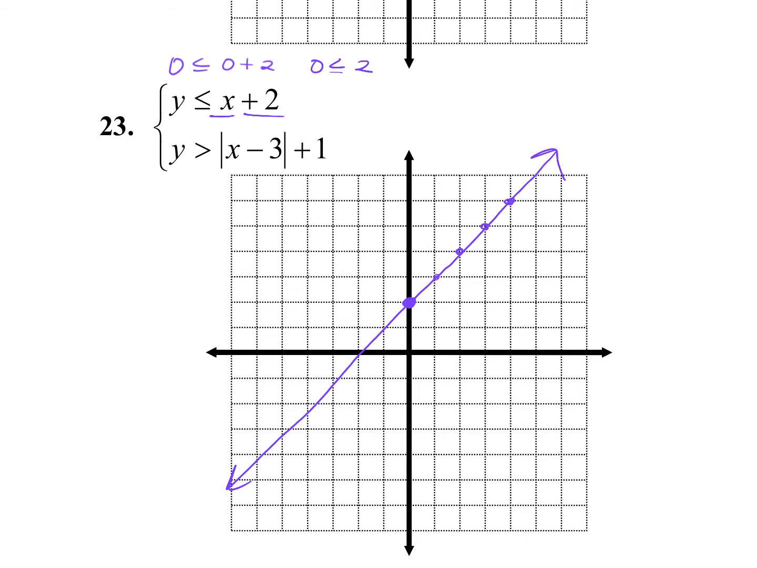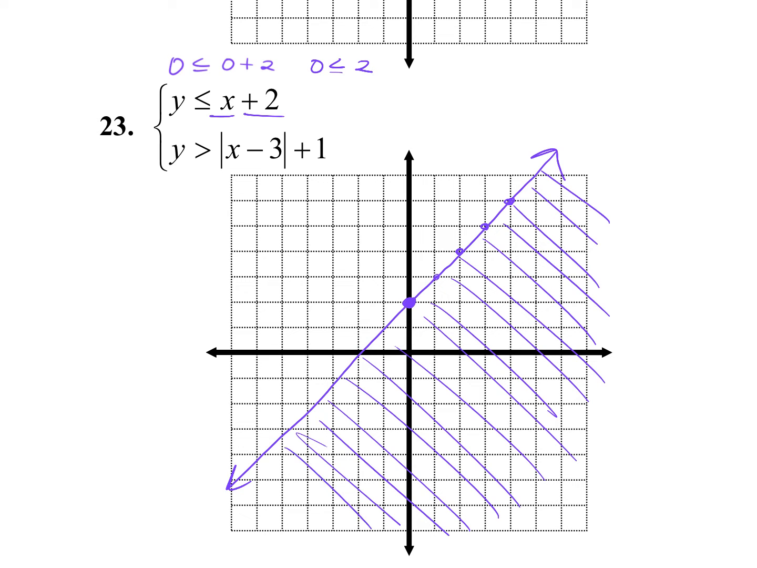Yes. So we're going to shade on the 0, 0 side, which is down below here. Okay, so that's our first line. Second line, what shape is this graph? It's a V. Whenever you see absolute value bars, you should have a V. Then minus 3 shifts you where? 3 to the right.